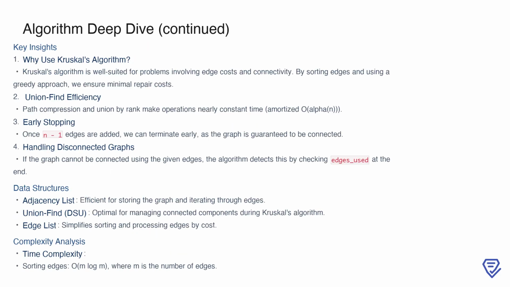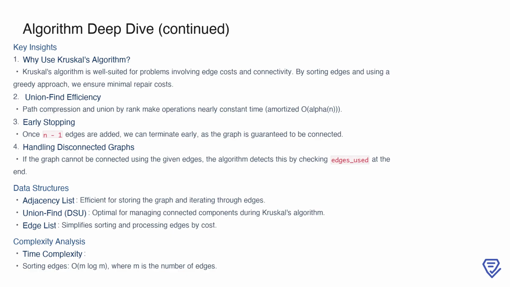Kruskal's algorithm is particularly suitable for this problem because it directly addresses edge costs and connectivity. Its greedy nature ensures that we minimize the repair costs while building the spanning tree. The efficiency of the union-find data structure, with its nearly constant time operations, contributes to the algorithm's overall performance. Additionally, the algorithm allows for early stopping as soon as the graph is fully connected, saving unnecessary computations. It's also robust in handling cases where the graph cannot be connected.